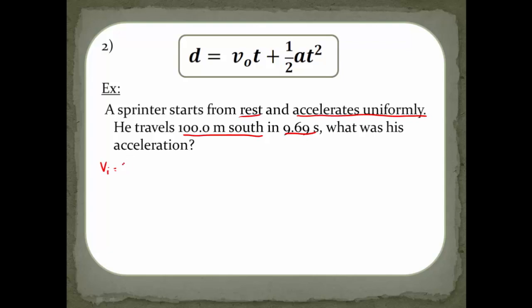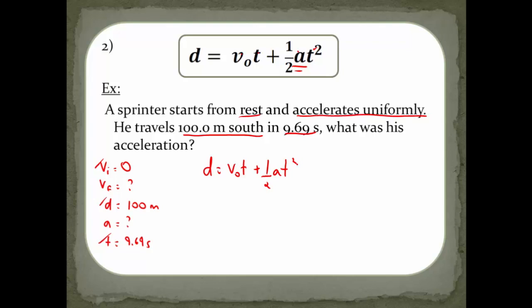Initial velocity is 0. Why? It's at rest. Our final velocity is equal to, we have no clue. Our distance is equal to 100 meters. Our acceleration is equal to, we still don't know. And our time is equal to 9.69 seconds. So we're looking here for acceleration. So we see we have d, we have v_i, and we have t. We're looking for a. Life is good. Let's use this equation. d equals, I'll say v naught t this time, plus 1/2 a t squared.